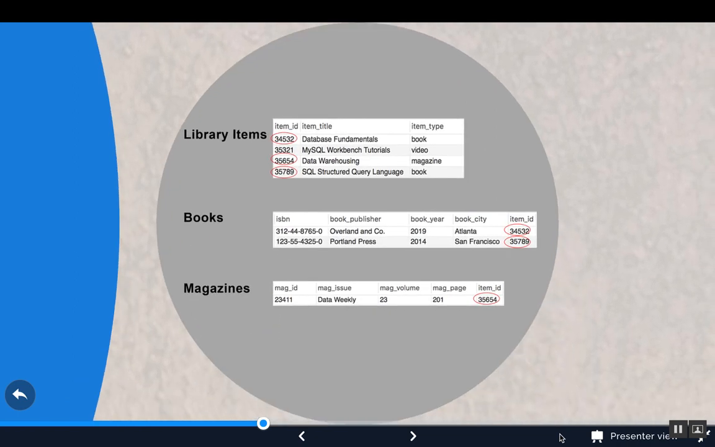Now, if we look at the structure of the entities as they would look in a database with data entered into the tables, we see that the same primary and foreign key structure are at work here. The video table is left off, but we can see that each primary key in the library items table is related to a foreign key in the books, the magazines, or the video table. The foreign key won't be repeated in those tables because there will be one and only one book or magazine or video for each of those library items. And vice versa, each library item is either a book, a magazine, or a video, just one of those.